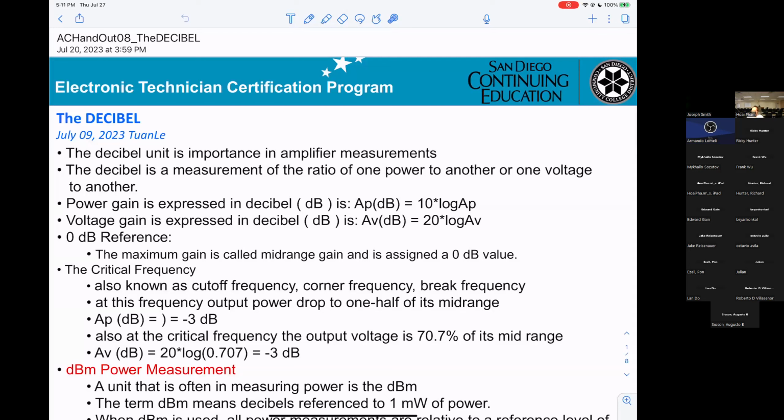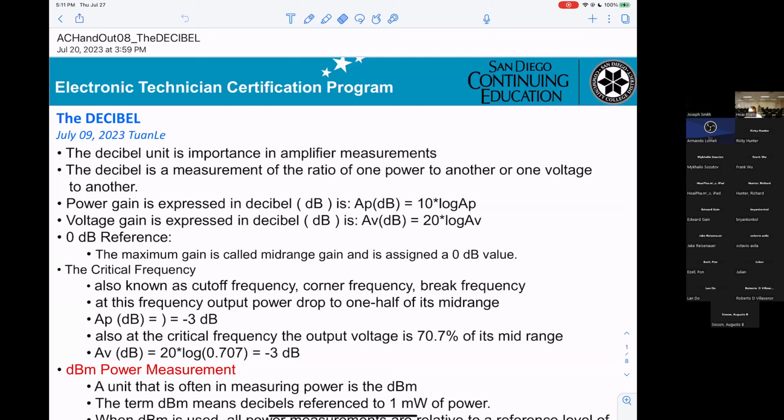So basically, the decibel just measures the ratio between the power out and power in, voltage out and voltage in, or current out and current in. Power gain is expressed in decibels.